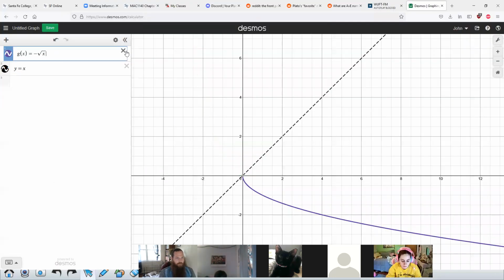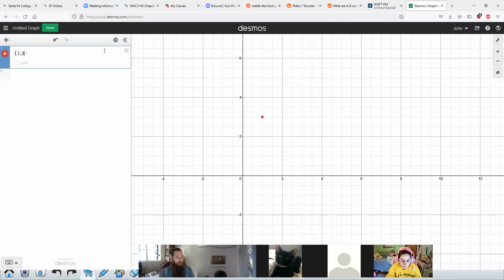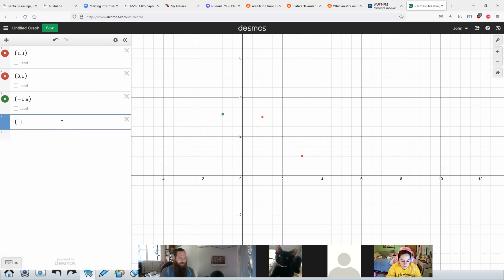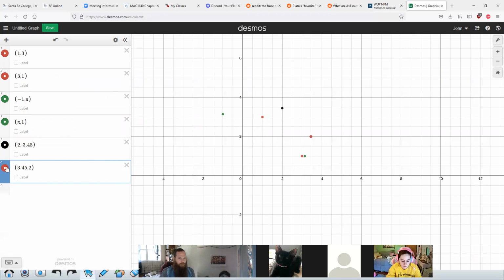Let's kill these and look at some points. Right, 1 comma 3 and 3 comma 1. I'll label these both red. How about -1 comma pi and positive pi comma 1? I'll label these both green. 4, 2, 3.45, and 3.45, 2. I'll label these both black. Or maybe both. Oh, no, we've already got green. How about both orange?